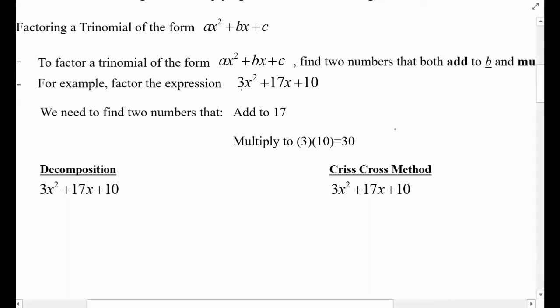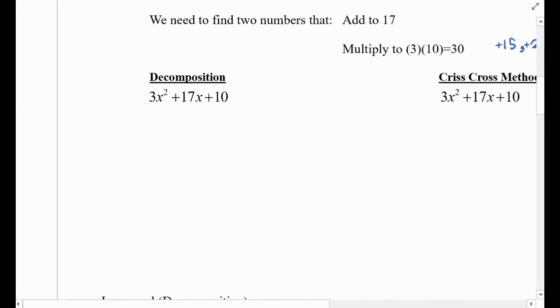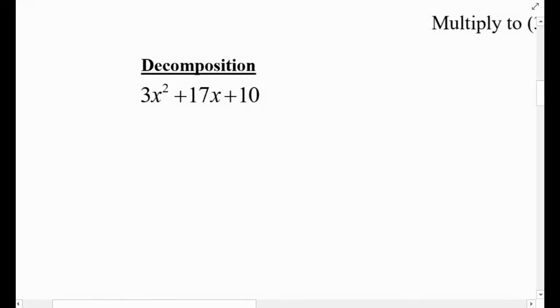I'm going to choose 15 and 2. When you multiply them, it becomes 30. And when you add them up, it becomes 17. So positive 15 and positive 2. There are two methods. Decomposition method.